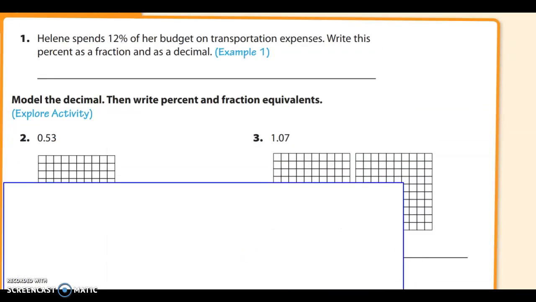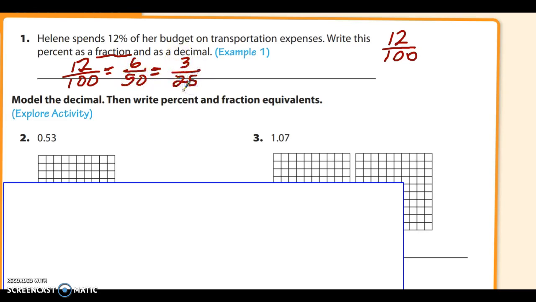Guided practice. Helen spends 12% of her budget on transportation expenses. Write this percent as a fraction and as a decimal. Well, we know that 12% means 12 out of 100. And if we write it as a fraction, that would be 12 100ths. It doesn't say anything about simplifying, but I simplify every time I can by dividing by a common factor. If I divide these by 2, I would get 6/50ths. And if I divided those by 2, I'd get 3/25ths. And that's our best answer, 3/25ths.